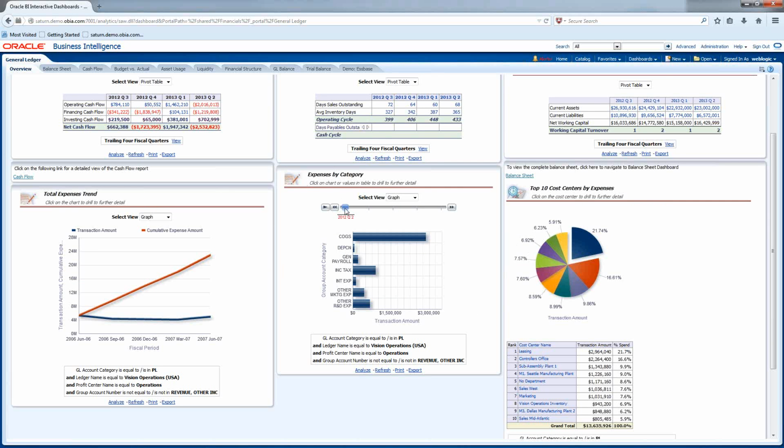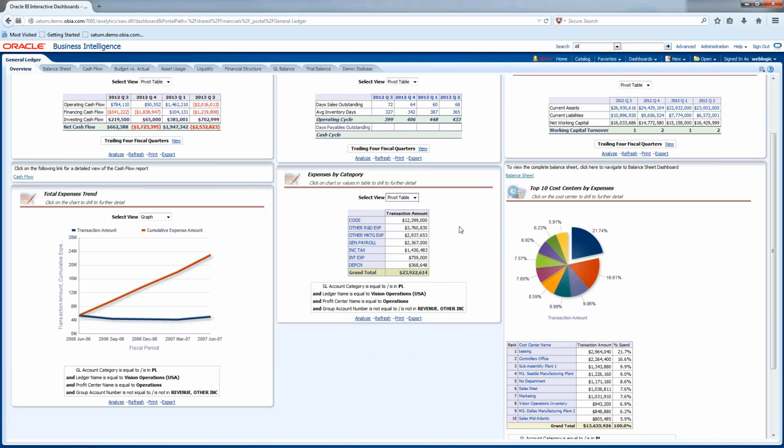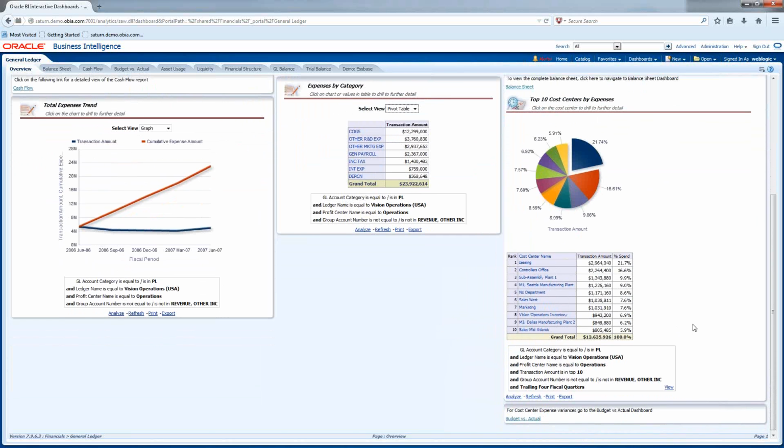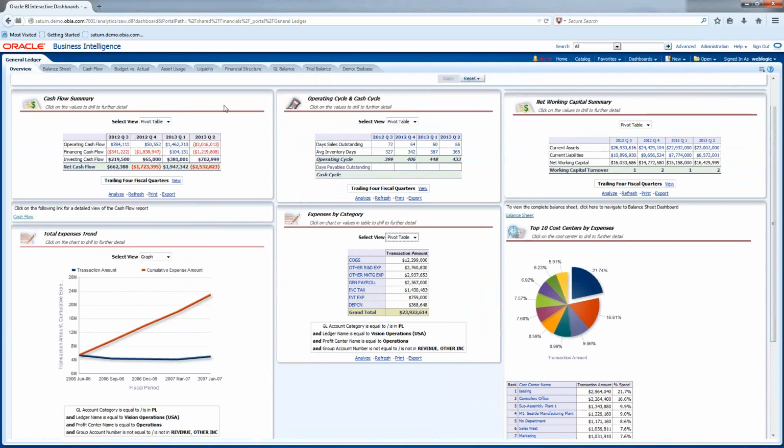This is graphical. As you move along your measure bar, you can look at your various quarters to see how expense changes over a period of time. You can also create a pivot table that really shows you the breakdown of those expenses. Off to the far right, we're looking at the top 10 cost centers by expenses in your organization. So again, this is an executive level view. We're going to move now to our balance sheet.